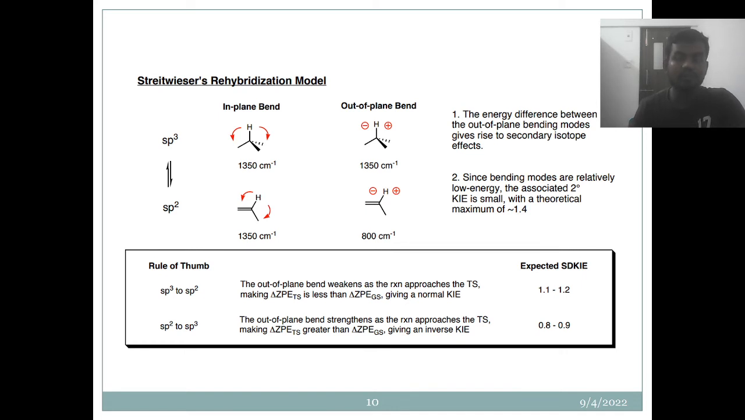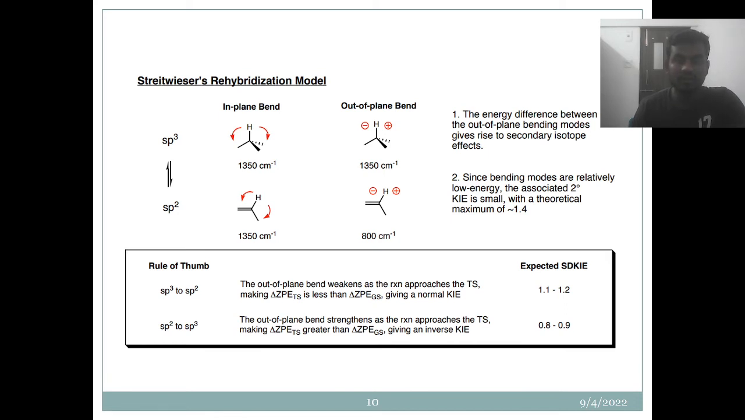There are some situations in which the CH bond does not break in the rate-determining step. But then also we find there are some values of kH by kD. If you see in the box at the right side, there are values like 1.1 to 1.2, 0.8 to 0.9. These are situations where the CH bond does not break in the rate-determining step, and the value is low. This we will say is a secondary kinetic isotope effect. Okay, secondary kinetic isotope effect.